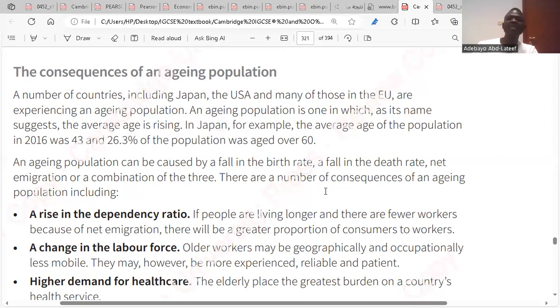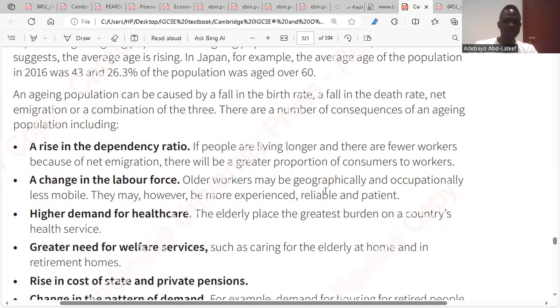Number one, a rise in the dependency ratio. If the population is aging, they can't work. So that means they have to depend on the agile ones for their livelihood. So a rise in dependency ratio. That means if people are living longer and there are few workers because of net emigration, there'll be a greater proportion of consumers to workers. Do you get it? That means a lot of people will depend more on those that are working. Do you get it?